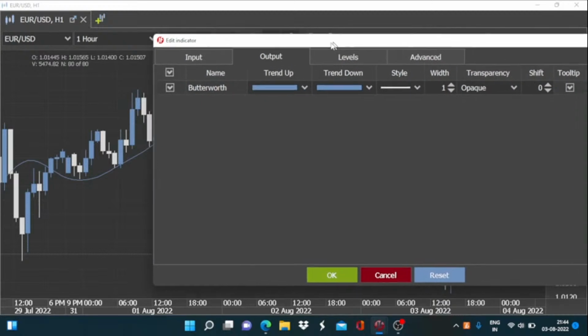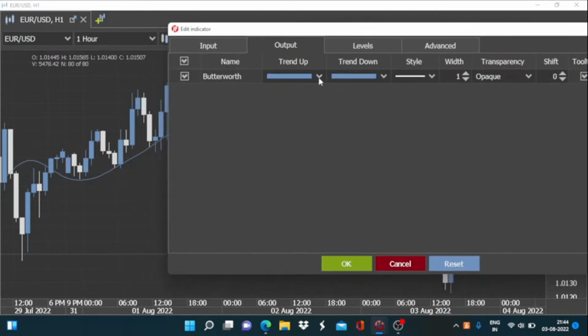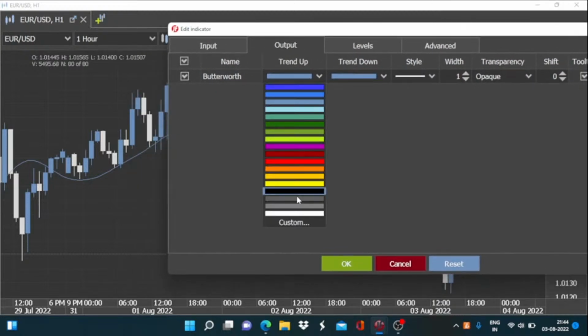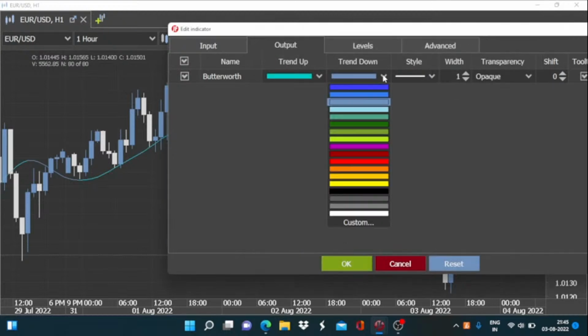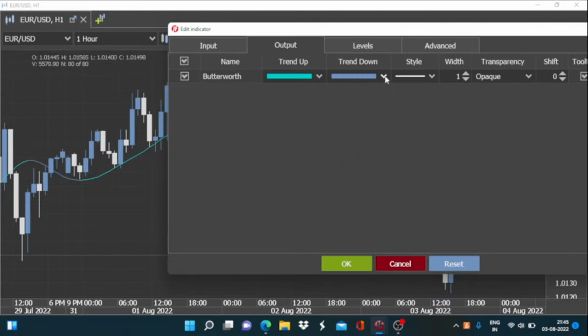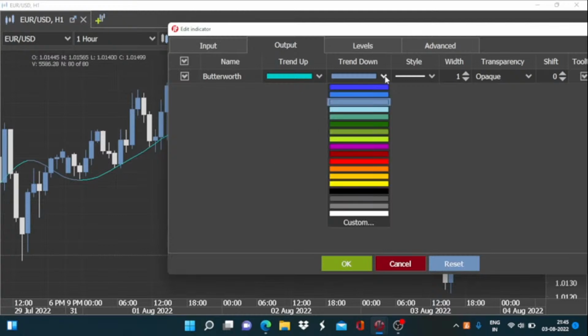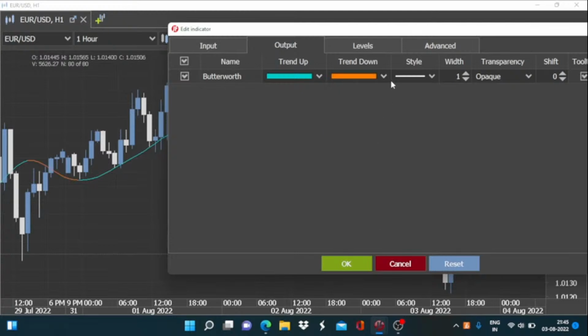So if you want to make it look more aesthetic, we can change it. We can change the color combination, all these color combinations, or even you can go for a custom combination. Let's take this sky blue and let's see how it looks like. You can go for two different combinations for the trend up and trend down. So that is also a possibility with this indicator. So it will be a lot easier to see and detect the trend.